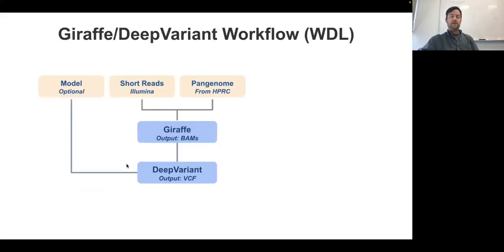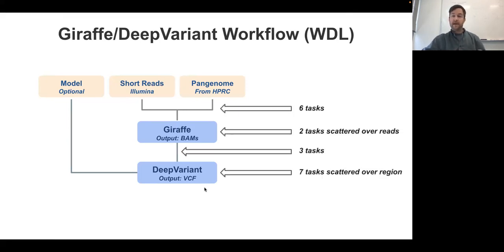Okay. So the thing to know about this workflow, which we're calling Giraffe DeepVariant, is that you can think of it fairly simply. You're putting in short reads, you're putting in a pangenome, you're aligning them with Giraffe, and then you're calling variants with DeepVariant. The specifics of it, though, are actually a little nasty. So the WDL has 6 tasks just to prepare the data. You've got Giraffe, which is an alignment, so it's going to be a little computationally expensive. So it's 2 tasks, but they're scattered. So they blast out a number of jobs.